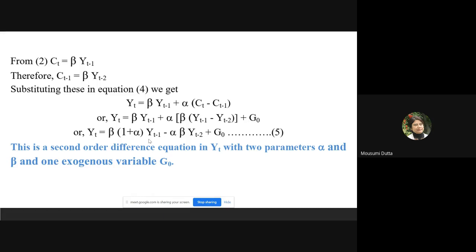The value of the multiplier actually lies between 0 and 1. Alpha we will consider positive. So all these things will come in due context. However, to begin with, we are presenting the model only. So substituting these equations in equation number 4, here I missed one plus g naught. Please add that thing.